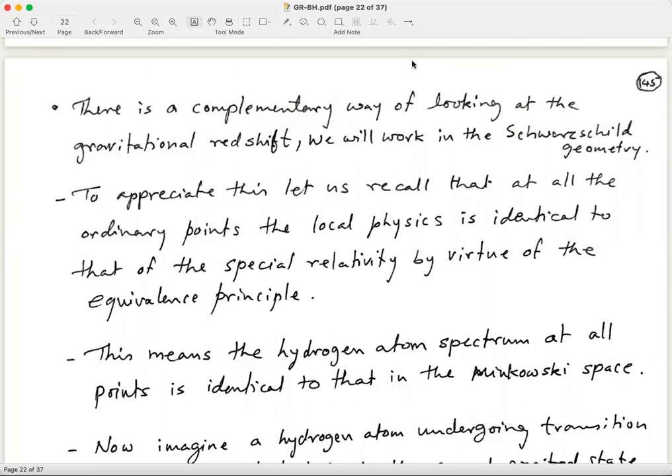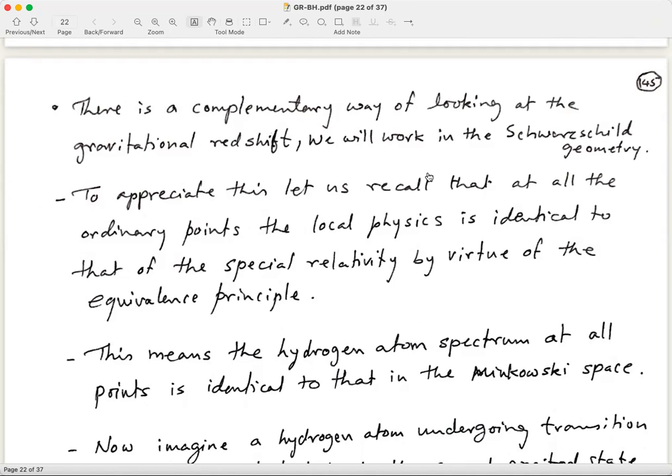Okay. So last time we were looking at gravitational redshift, and we studied gravitational redshift in the Schwarzschild geometry. And what we said was that at any ordinary point in the Schwarzschild geometry, you should be able to write down the metric in the Minkowski form, and therefore the laws of special relativity should be applicable. This is just a statement of the equivalence principle.